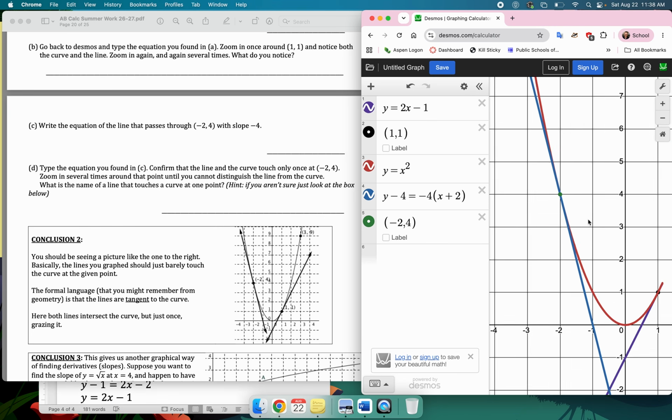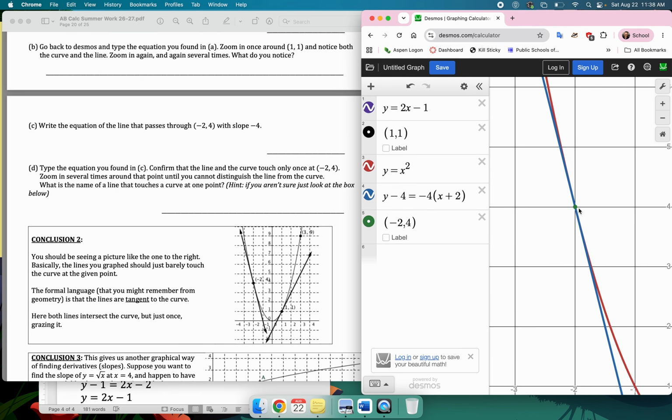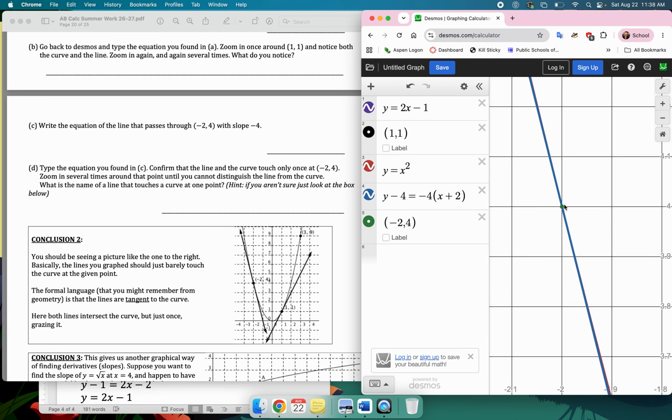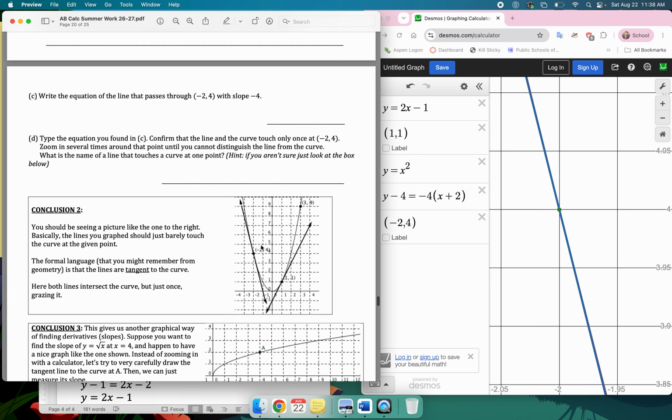And so what we're claiming is that this blue line right here is the line that you begin to see if you zoom in on this point sufficiently far, right? So if I zoom in on this one a whole bunch, you'll see that they start to coincide. So that's the point, right?